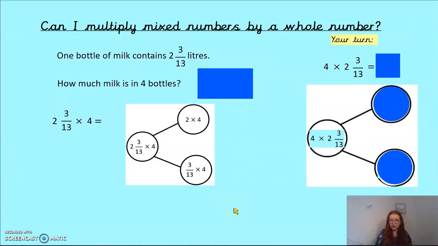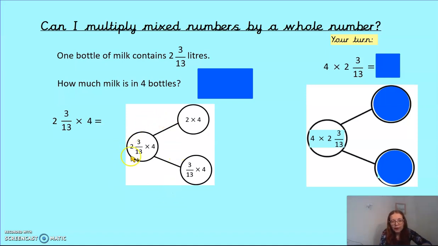Okay, so we're diving straight in with a question. One bottle of milk contains 2 3/13 of a litre. How much is in 4 bottles? So, what is this question asking us to do? It's asking us to times 2 3/13 by 4. That is our calculation. Now we can use partition to help us out.